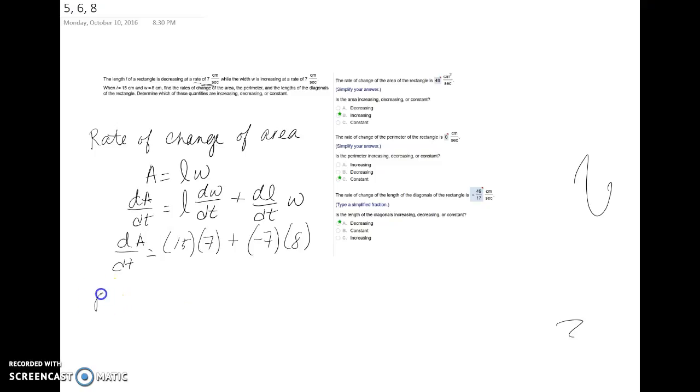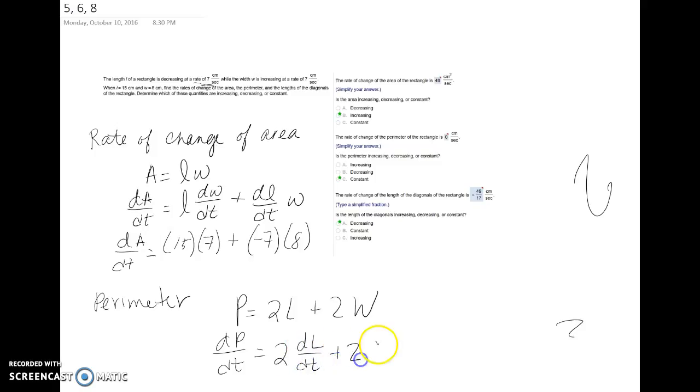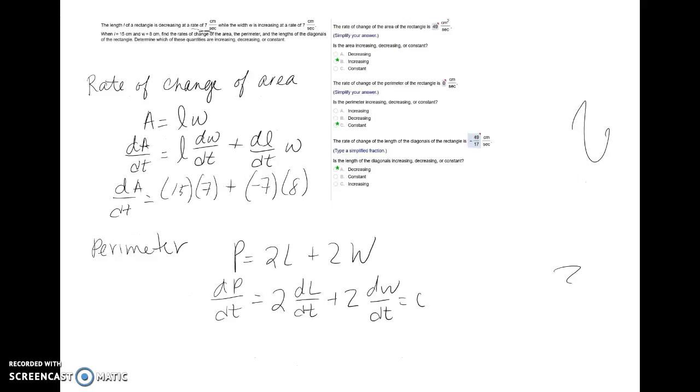Okay, perimeter of the rectangle. So P equals 2L plus 2W. So dP/dt equals 2 dL/dt plus 2 dW/dt. So your dL/dt was a negative 7. The dW/dt is 7. So we get negative 14 plus 14, which is 0 when you plug those in. And since it's 0, that means it's constant. It's not increasing or decreasing.